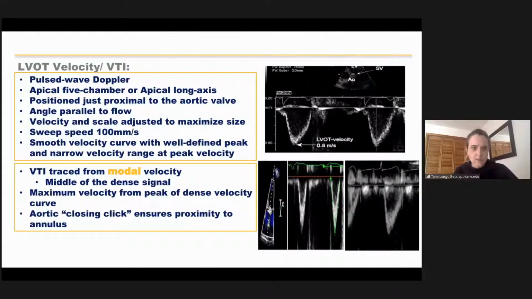No? Okay. So this is just a picture of a pulse wave of your LV outflow tract. What I mean by modal is that bright area, not the wispy stuff outside of it. Whenever you trace a pulse wave, you trace the modal velocity. You don't incorporate every red blood cell, because we don't care about the little strays out there. We want the modal level, the majority of them. Just get the mode. And again, if you see that aortic closing click, you're in the right proximity of the annulus.